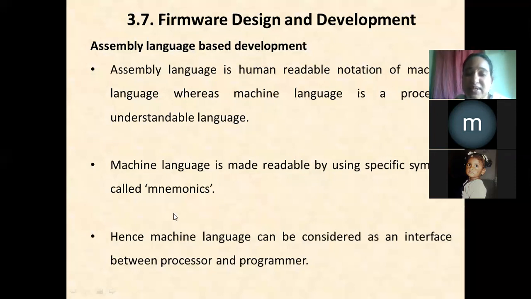Hence, machine level language can be considered as an interface between the processor and the programmer. Surely it is an interface. Yes or no? We are conveying some information to the processor. Definitely it is an interface between the processor and the programmer. The programmer gives some information to the processor through this language only.